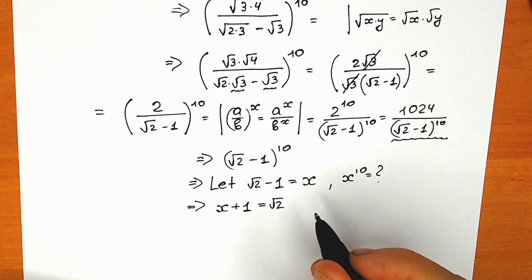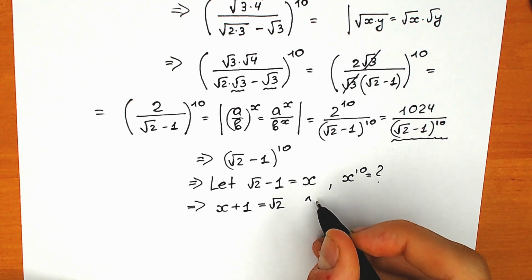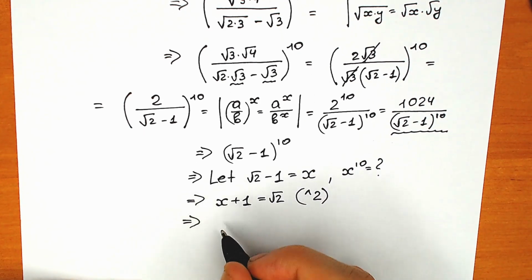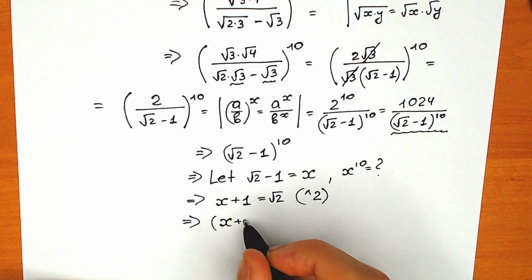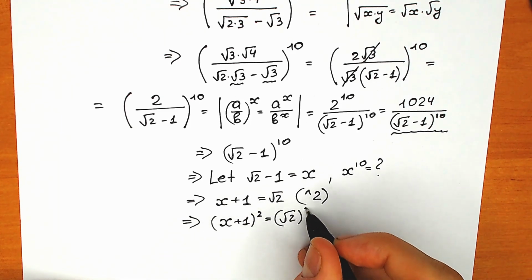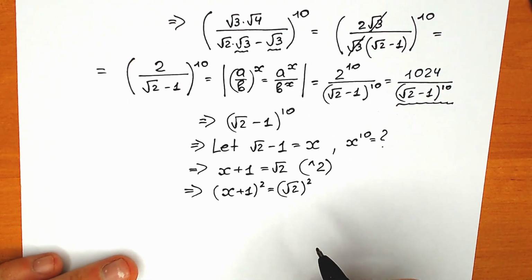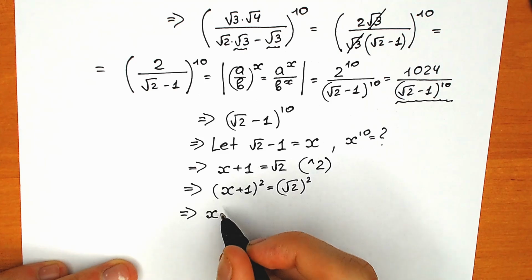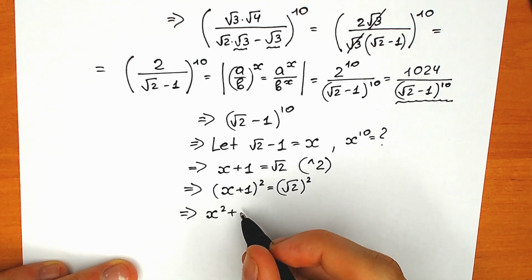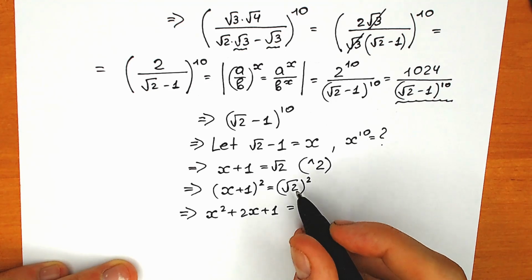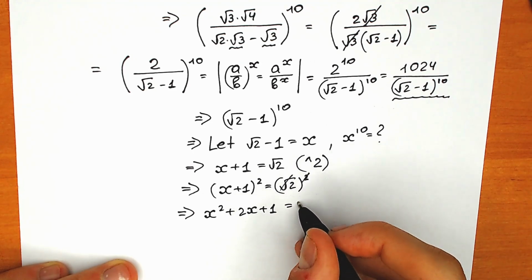Right now, let's raise both sides to the second power. As a result, we have x plus 1 raised to the second power equal to square root of 2 raised to the second power. This is our basic formula, x plus 1 to the second power. We have x squared plus 2x plus 1 equal to, right here we can easily cancel it, so as a result equal to 2.